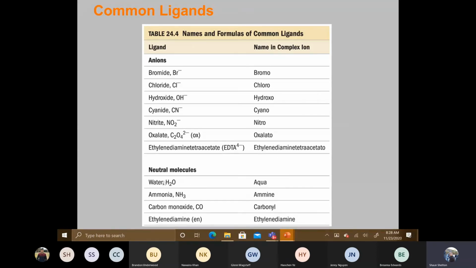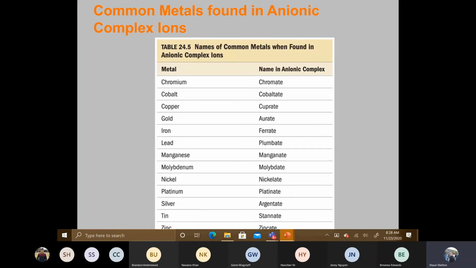All right, get down here. Water's aqua. How generic, right? Ammonia is amine. We know that one. Carbon monoxide's carbonyl. And then ethylenediamine is, well, how hard is that? Ethylenediamine. Can't you be any more original than that? Ethylenediamine. All right, so we get to the metals.